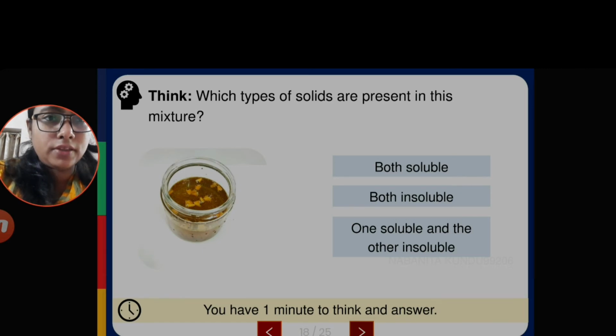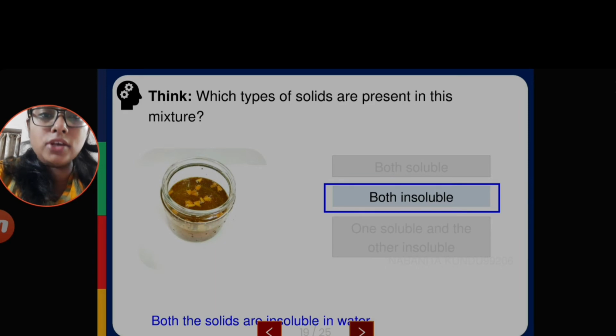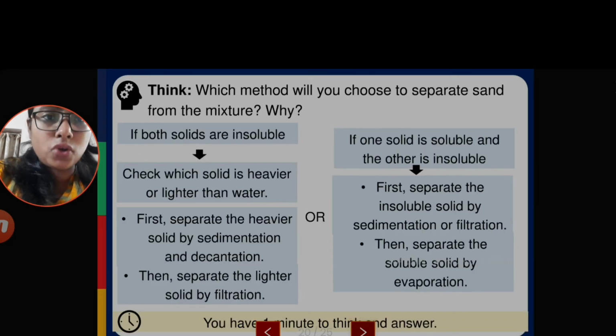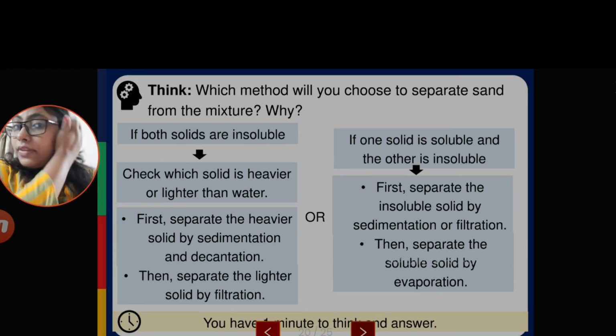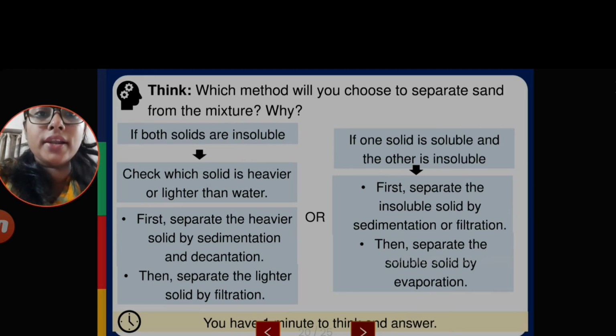So in this mixture, which types of solids are present? Both soluble, both insoluble, or one soluble and the other insoluble? If both solids are insoluble, then we check which solid is heavier or lighter. Okay, first we need to consider the weight. Then first separate the heavier solid by sedimentation and decantation. Then separate the lighter solid by filtration. So these are the different methods.